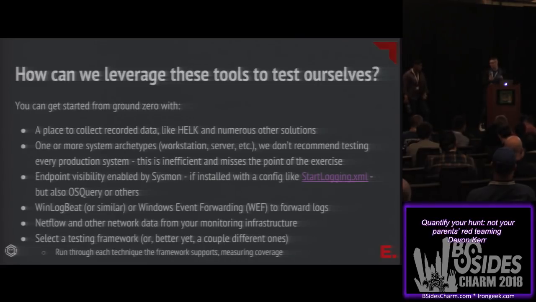Well, you're going to need a couple of things in your environment. Generally speaking, you'll need a place that collects all this data so that we can begin writing analytics against it. We'll probably need a couple of system archetypes, which are going to be a little different from each other because every organization has different types of systems. We'll need to know what those are, and they'll be part of a representative study.